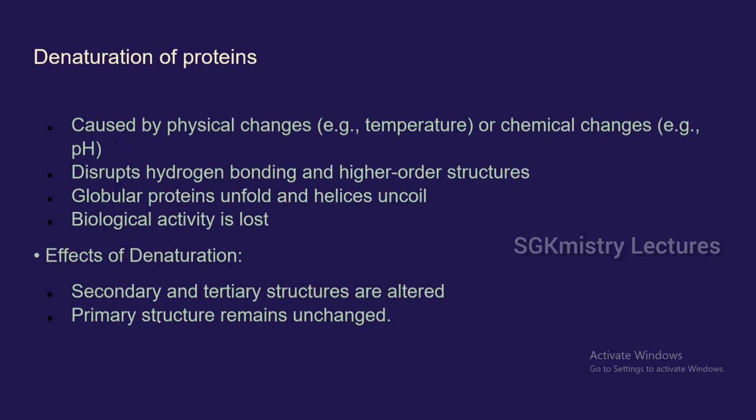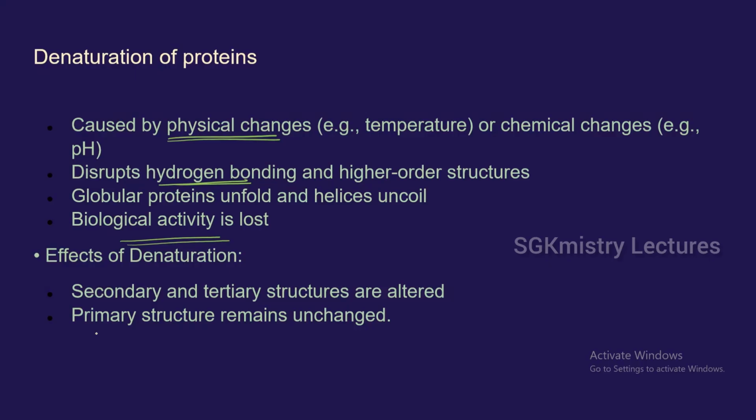Now, how do we denature proteins? Denaturation of proteins is caused by physical changes, especially the change in temperature, or even chemical changes like pH. When there is a change in temperature or pH, the hydrogen bonds break and even the higher order structures will be disturbed. So the globules will unfold or the helix gets uncoiled, because of which even the biological activity is lost. This particular phenomenon is called the denaturation of proteins. Because of which the secondary and the tertiary structures will all be altered.